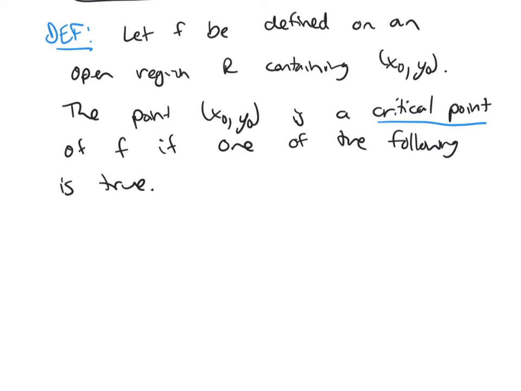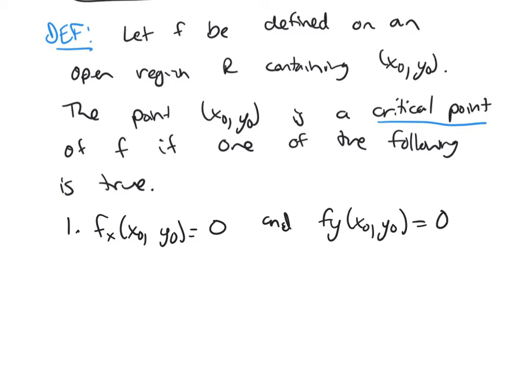So either your partial derivative with respect to x is 0 at your point, and your partial derivative with respect to y is 0. So this is an and. Both of those things have to be true. Or one of your partial derivatives does not exist.